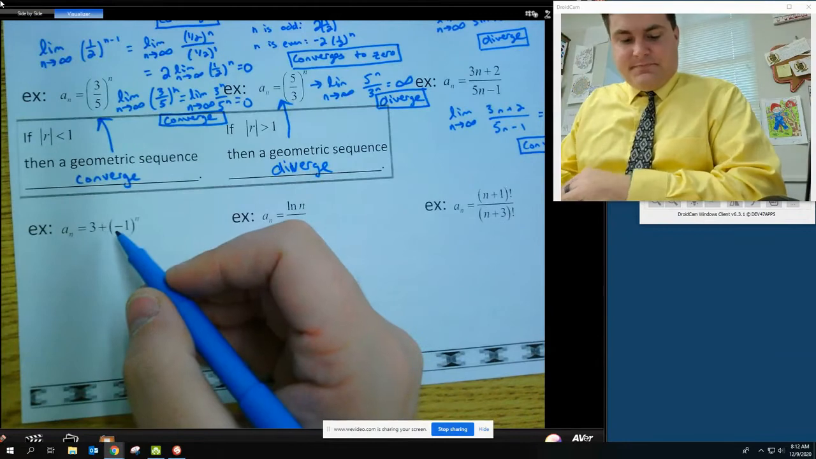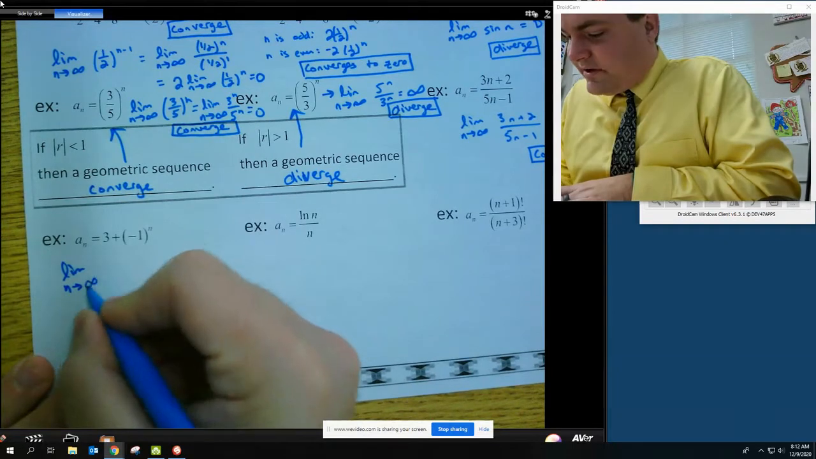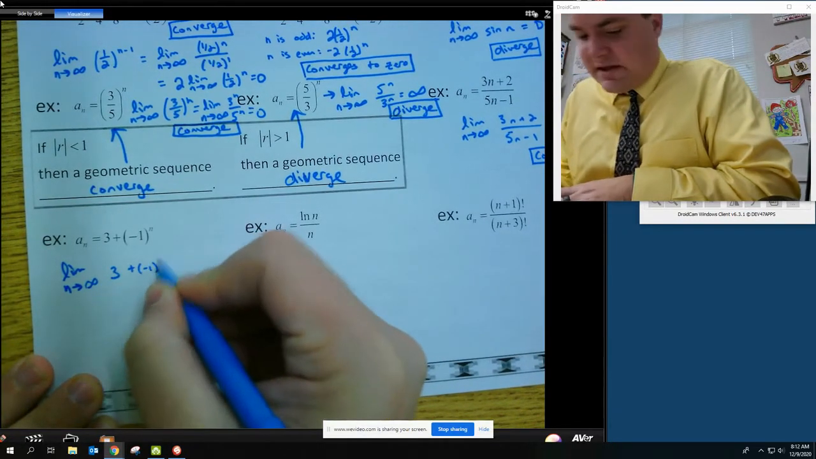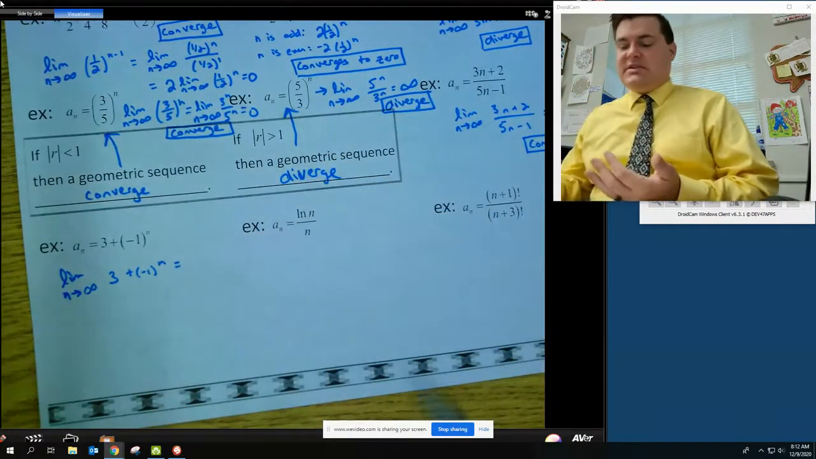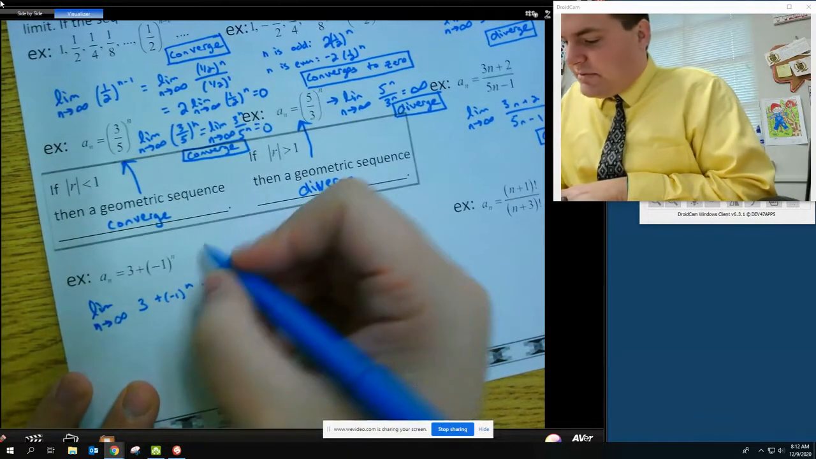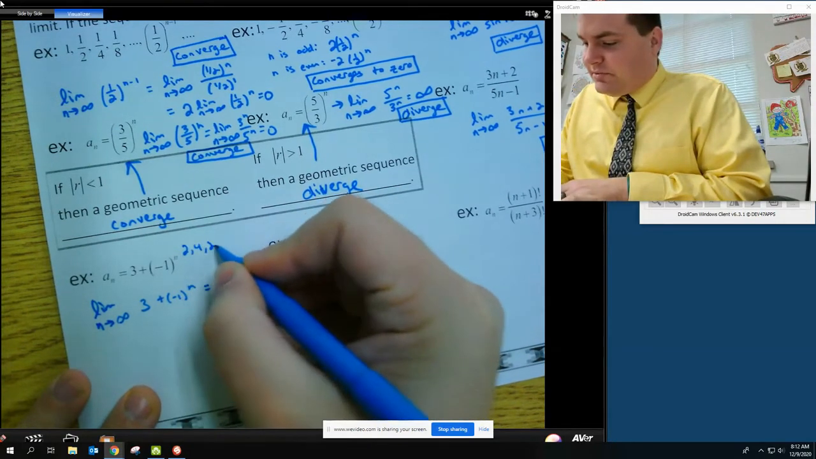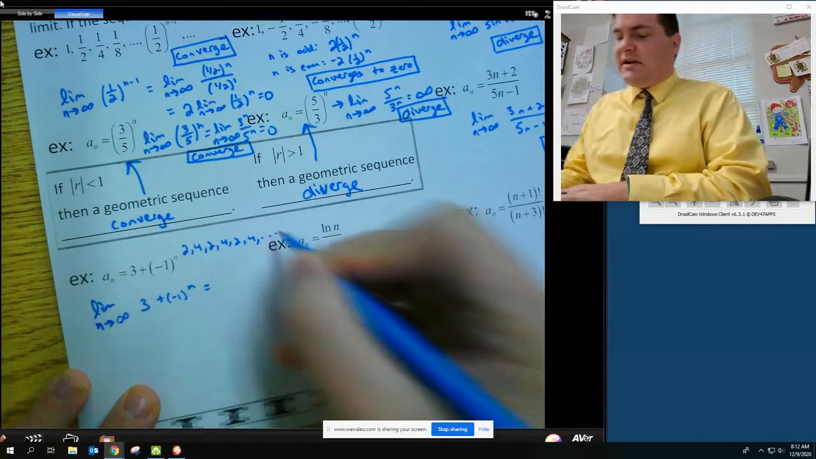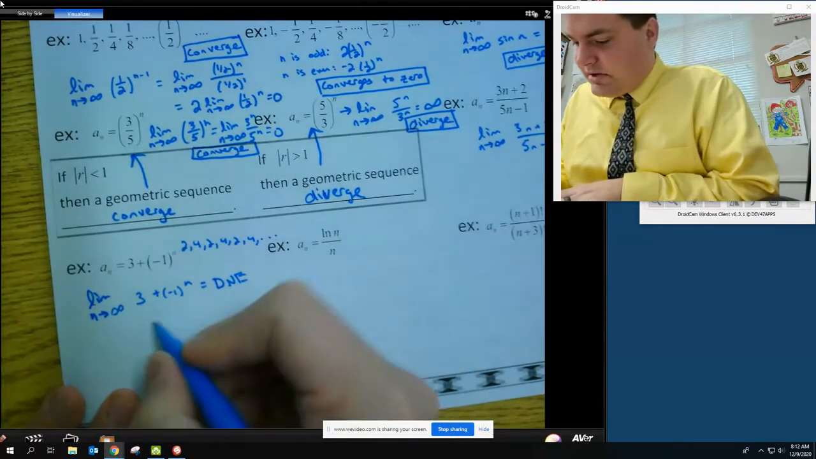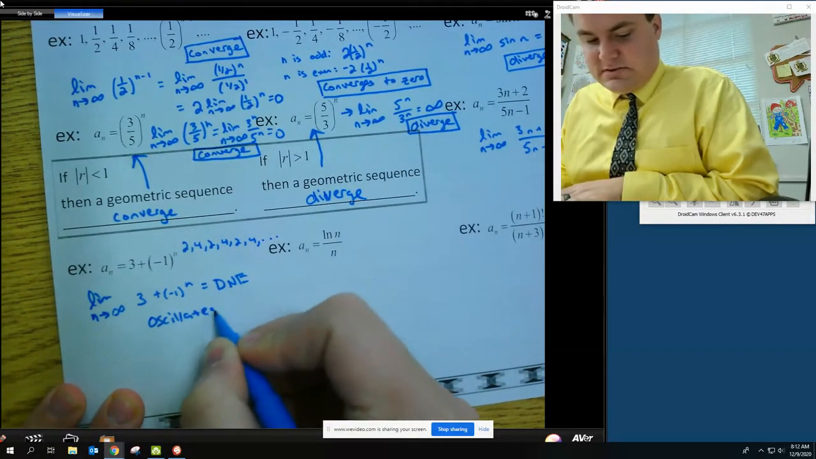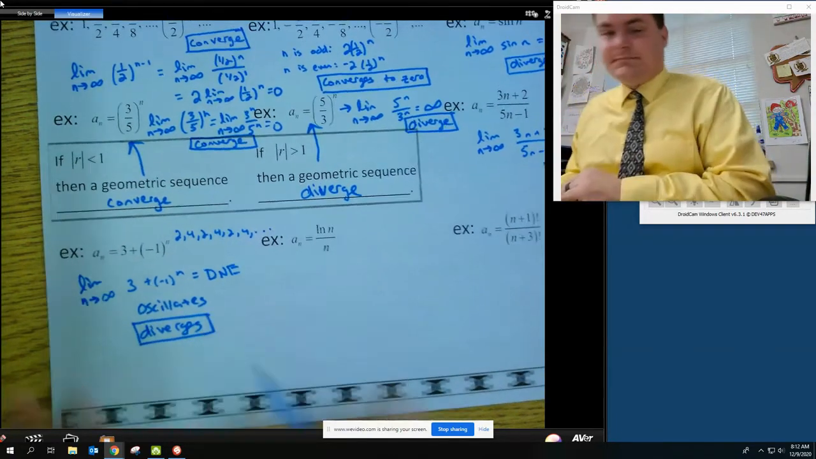So for this one right here, this one's kind of a weird one. So just take the limit as n approaches infinity of 3 plus (-1) to the n. So if we were to actually write this out, maybe it's just easier to write out this sequence. If n is 1, I'm going to get 2. If n is 2, that would make that positive. That's going to be 4, then 2, then 4, then 2, then 4. Then you get the idea. It's going to keep alternating. So this limit does not exist. It oscillates, so it diverges. Okay.